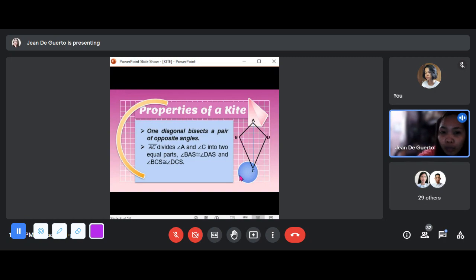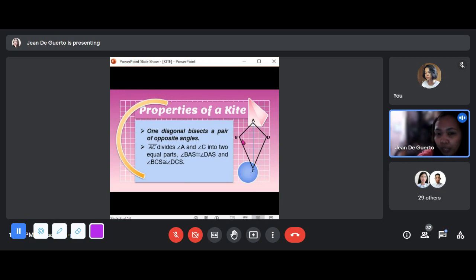Okay? So as Raymark said earlier, if we identify the measurements of the angles of the triangle formed, triangle BAC: angle C is 40, angle B is 80, and angle A, which is angle BAC, is 60.